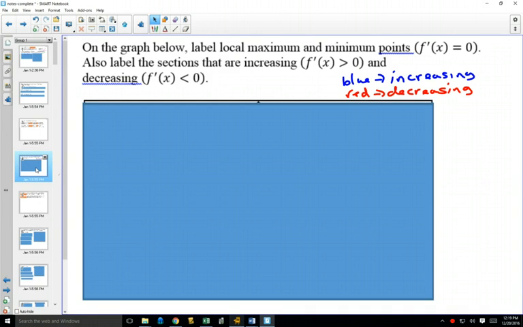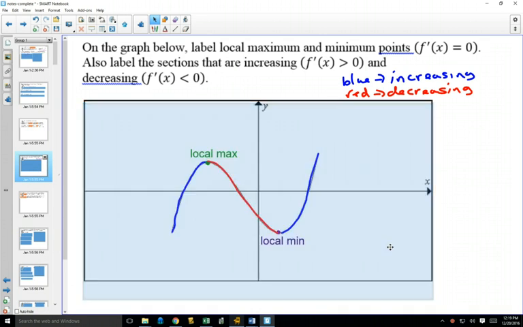So you have the following graph. What we're going to do is draw on the graph. I'm going to use a blue pen to represent where it's increasing, and a red pen to represent where it's decreasing. We can see that until we get to our local maximum, it's increasing. Then between that local max and the local min, it's decreasing. And then it's increasing after that.